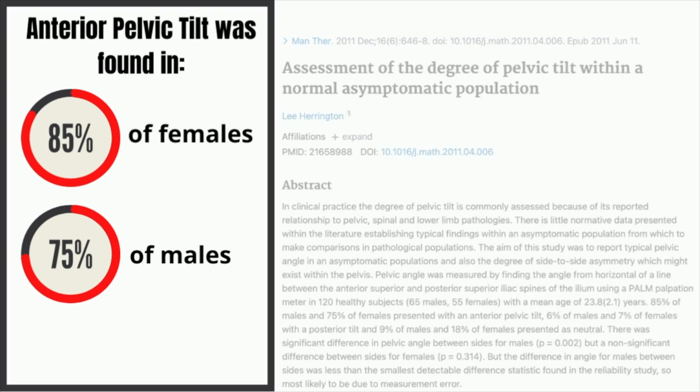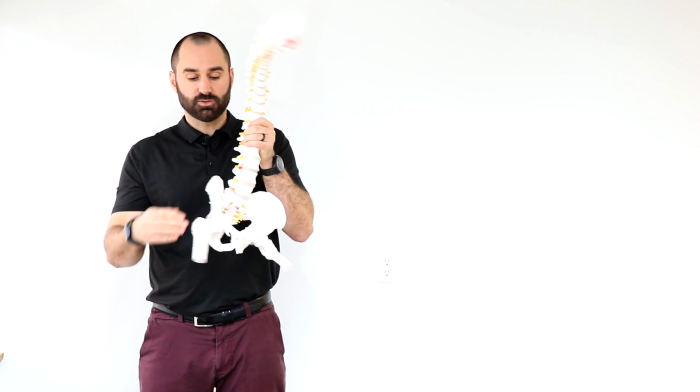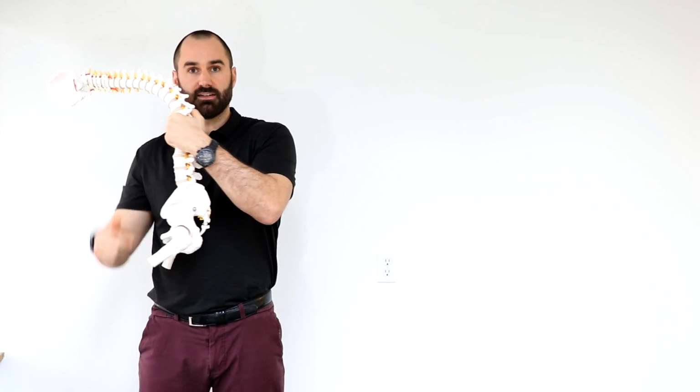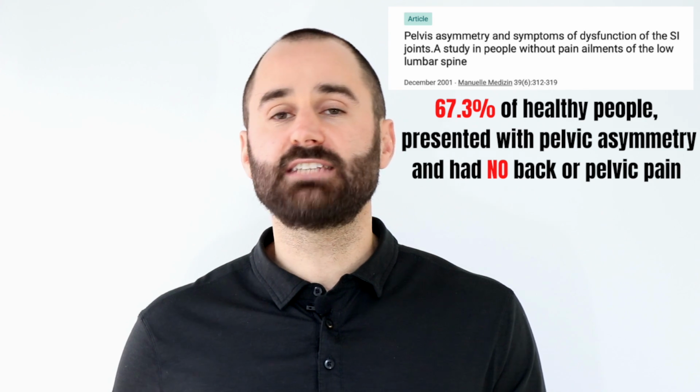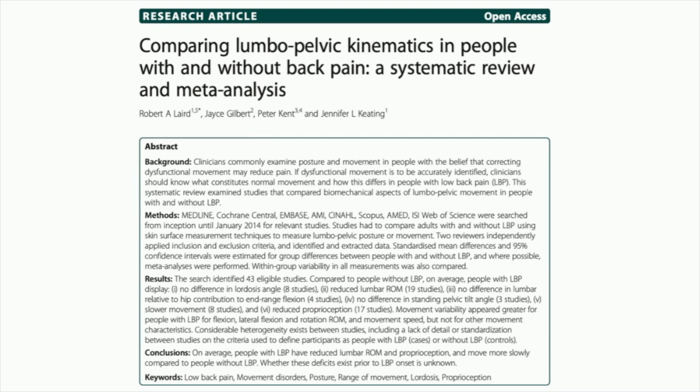Well, this paper found that 85% of females had an anterior pelvic tilt and 75% of males had some sort of pelvic tilt. In addition, for males, the right side and left side may be different. So if you measured the pelvis on the right side, you'd probably get a different number than the pelvis on the left side. Furthermore, this paper found that 67% of people with anterior pelvic tilt had no back pain or hip pain. In addition, this systematic review found that anterior pelvic tilt and low back curvature, or lordosis, do not predict people with pain or without pain.